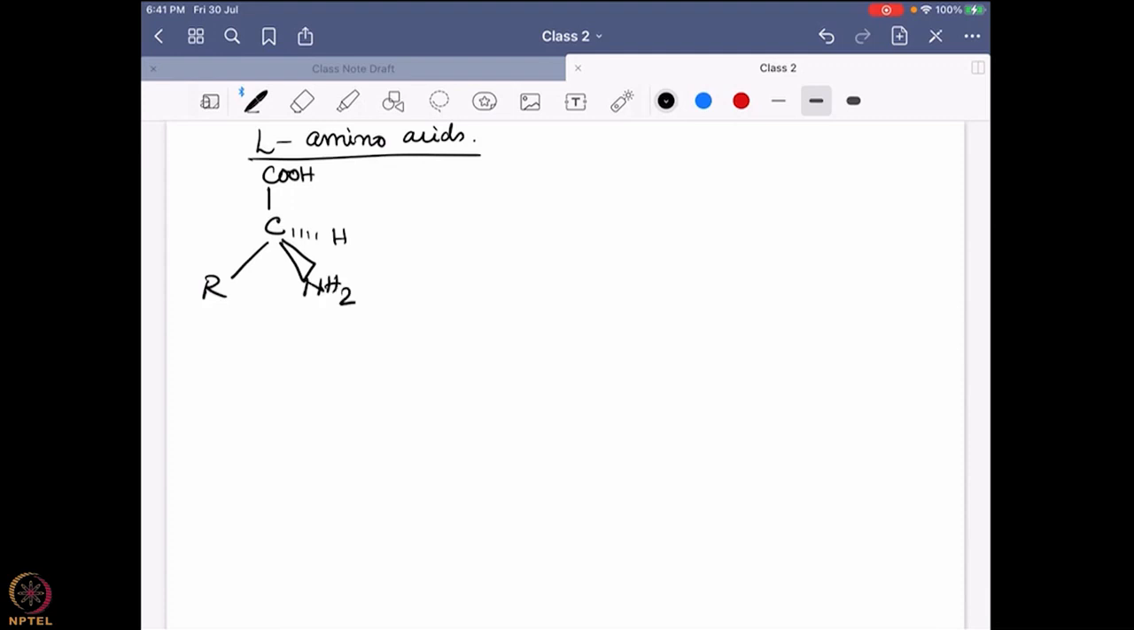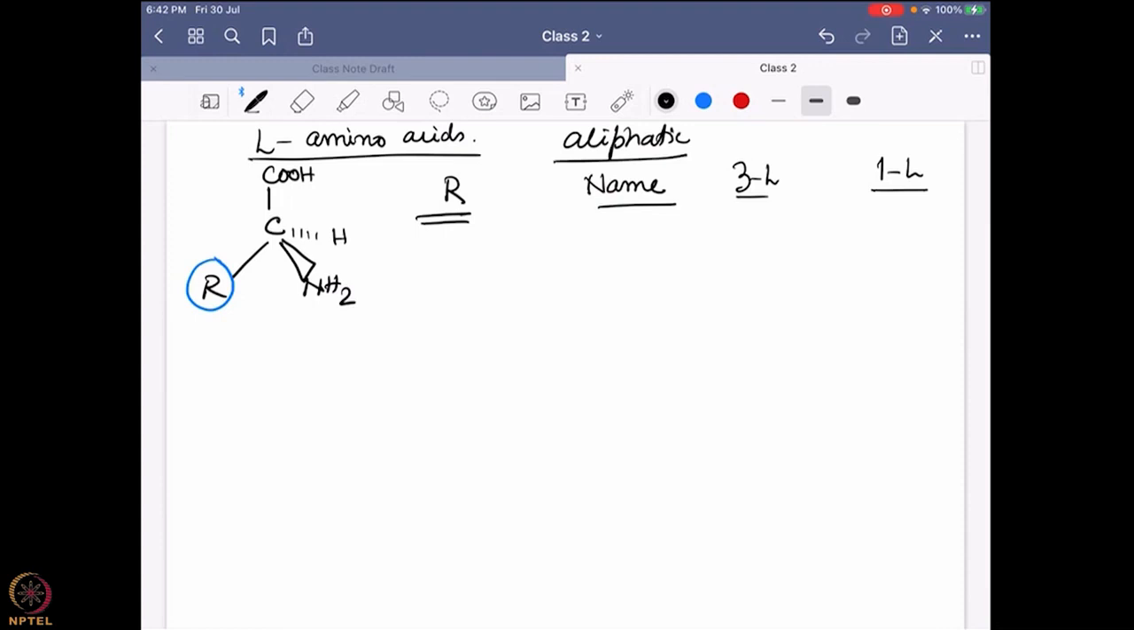So the rest of the thing will be the same. What will be the changing thing will be the R group. So over there, I am going to write the structure of the R group, the name of the amino acid, the three letter code and the one letter code. So they are actually explained in either of them. The first set of the system I'm going to talk about are known as the aliphatic amino acids. That means the R group is typically an aliphatic group. So the first example of that is when R is equal to nothing but a hydrogen.